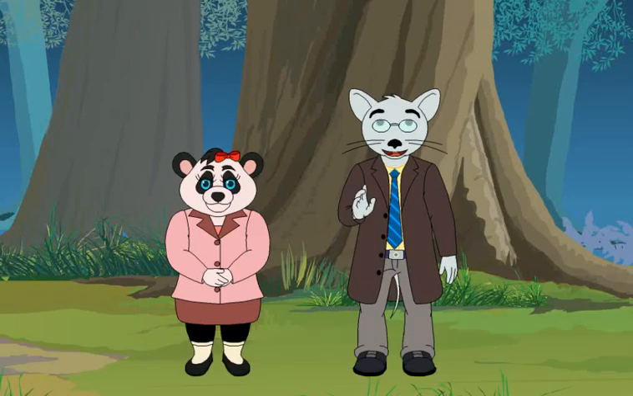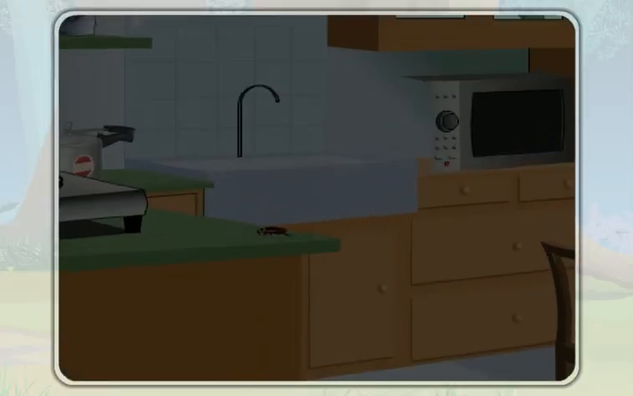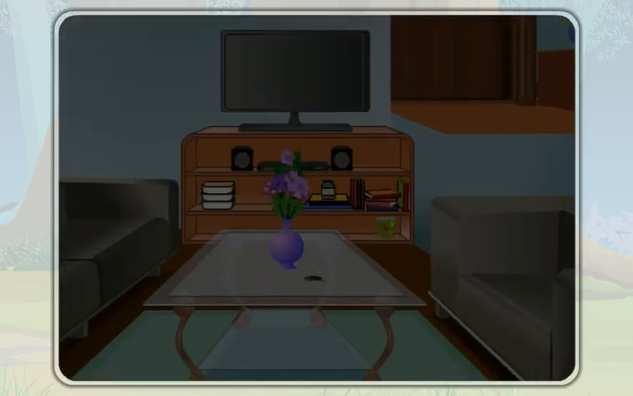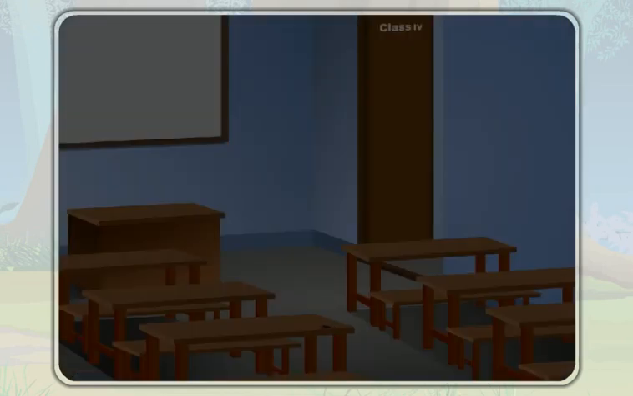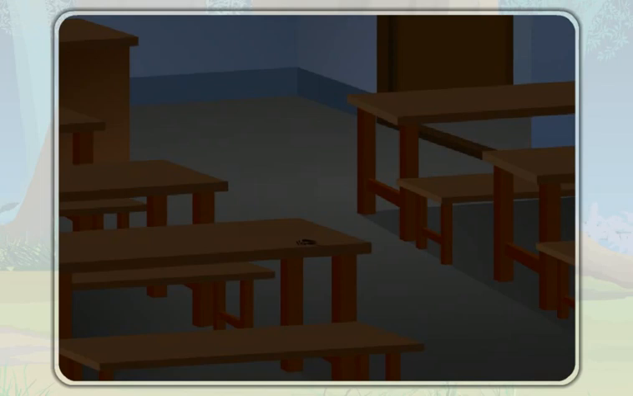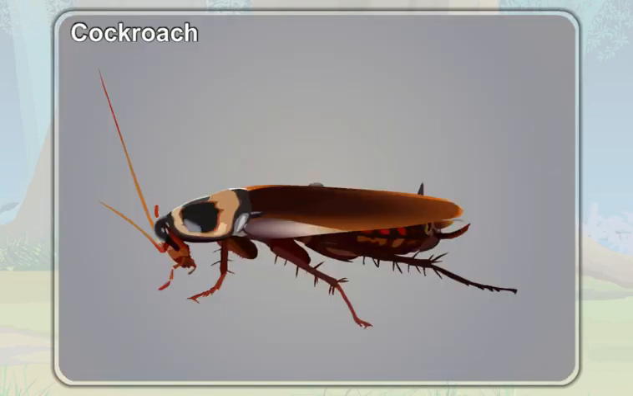You all may have seen cockroaches. A cockroach is found in your kitchen. It is also found in your living room. Sometimes it is even found in your classroom. Have a look at this cockroach.